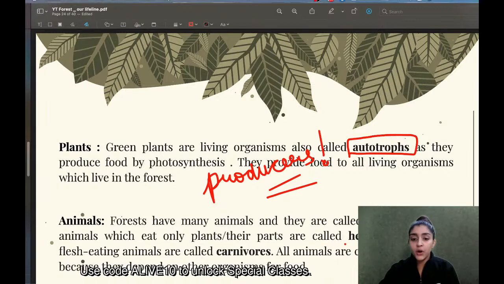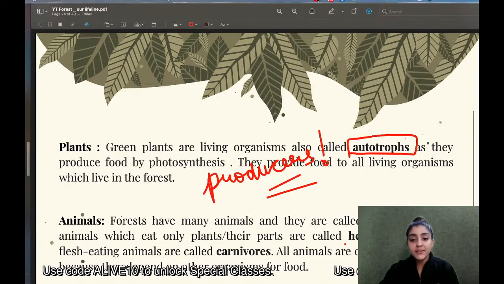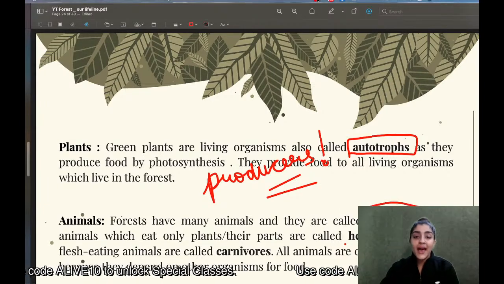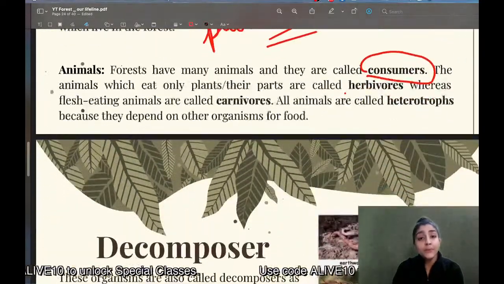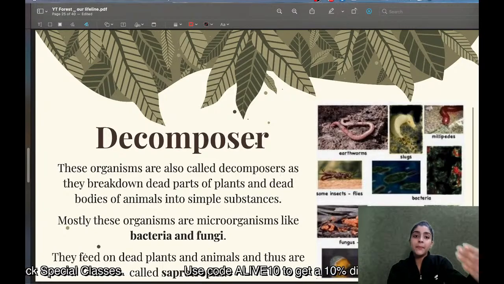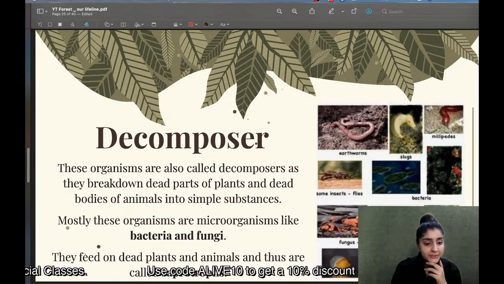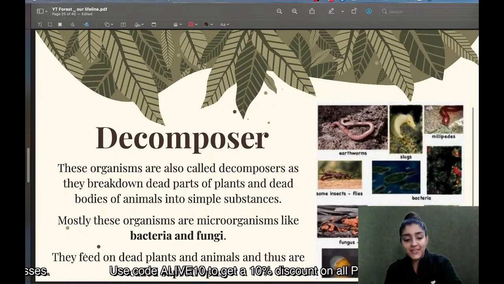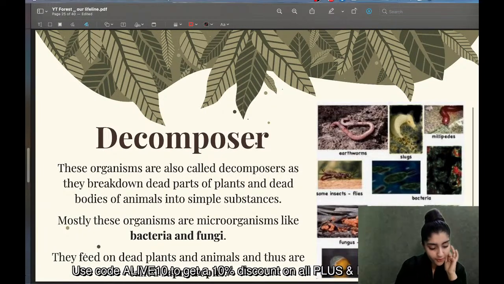Alright, so let's quickly talk about animals. So animals are known as consumers as well as primary consumers or heterotrophs, because they consume food that has been made by the plants. Sure, Divyanshi, this is what I'm here for.